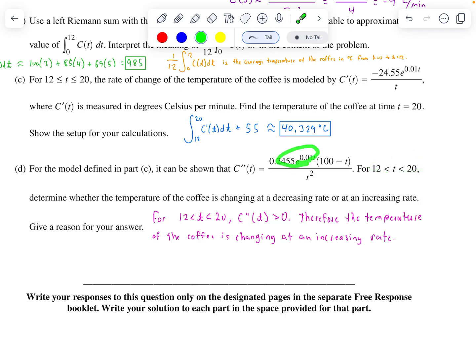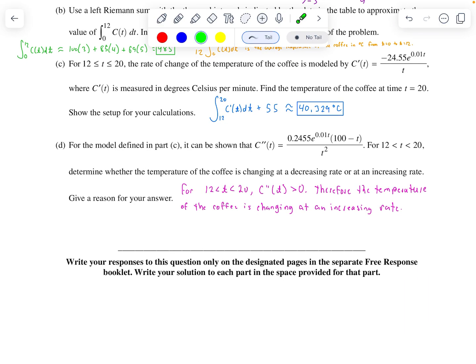this has a t, this part has a t, but that's an exponential, so it's always positive. This is squared, so it's always positive. And then for these t values, we know that this is always positive also. So we can tell that C double prime is positive the entire time on this interval, which I've said here. Therefore, the temperature of the coffee is changing at an increasing rate. Okay? And so really that's just talking about concavity. So when something's concave up, it's getting steeper as you go along the curve, is what that idea is.